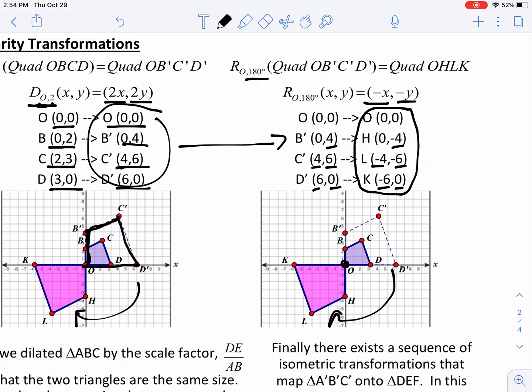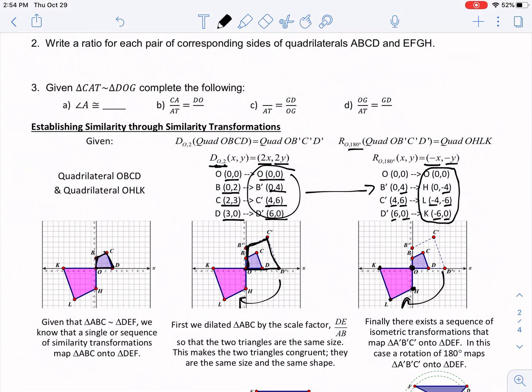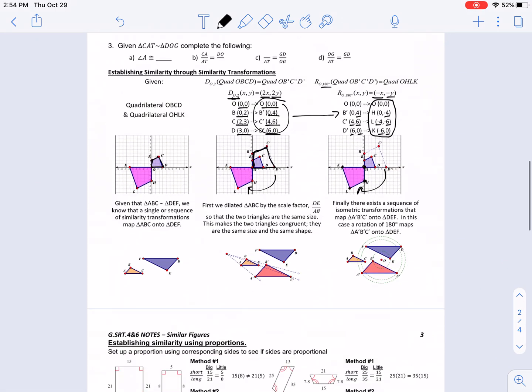Notice we have 0, 0, we have 0, negative 4, we have negative 4, negative 6, and then we have negative 6, 0. So through a couple of transformations, we show that these two images are similar because we could dilate our figure and then rotate it 180 degrees. So it maintains that shape.